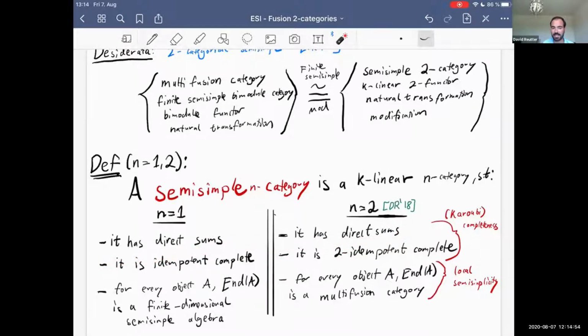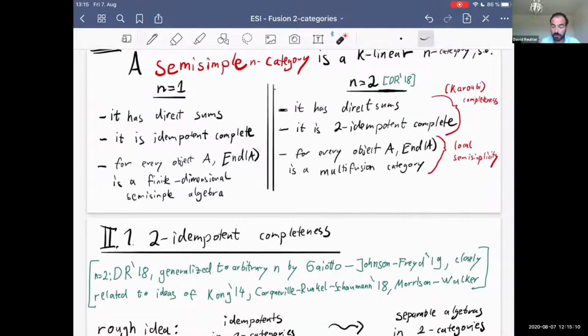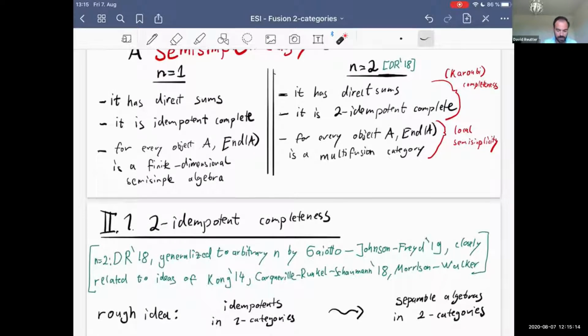Now, I'm not going to talk about direct sums. They are defined as you would expect, so those are not too hard to define in a higher categorical setting. What is new and interesting is what the appropriate notion of idempotent completeness is, and that's really part of the heart of the story. And so this gets me to the notion of 2-idempotent completeness. And this also has an interesting history. In n equal 2, we talked about this in this paper, and then it was slightly changed, and that allowed it to be generalized to arbitrary n by Reutter and Johnson-Freyd.